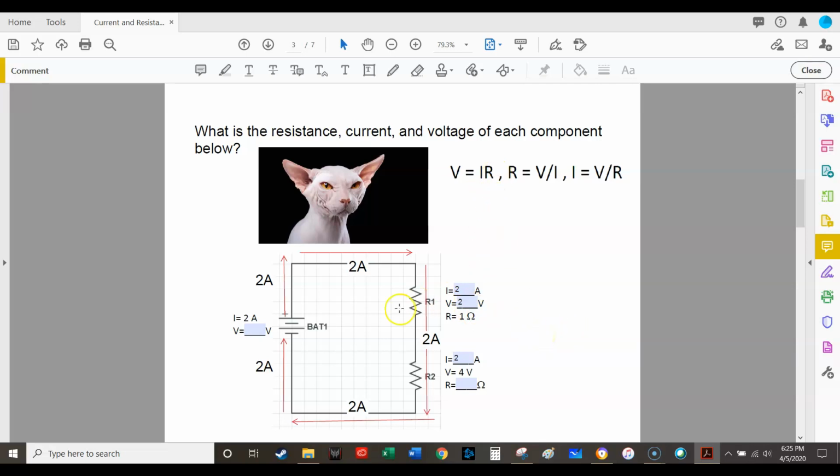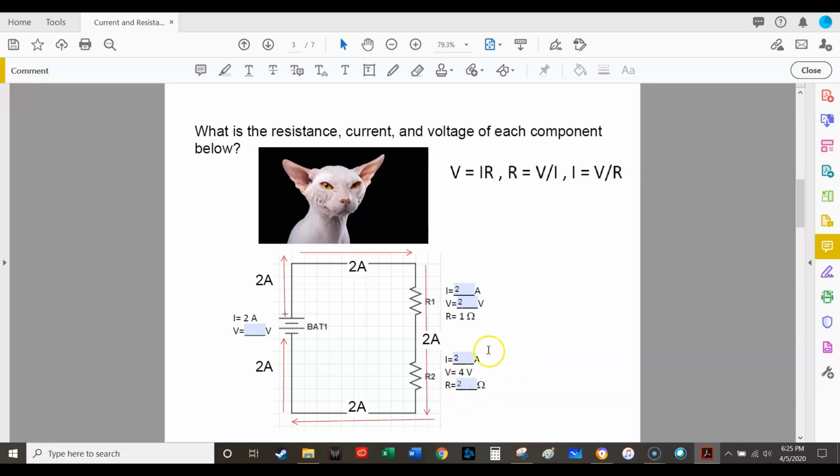And that's Ohm's law. So now the same 2 amps is flowing across resistor number 2. That's 2 amps there, and this is 4 volts. So we know the current and we know the voltage. We need to get resistance. To get resistance, resistance is equal to voltage divided by current. So 4 volts divided by 2 amps is going to be 2 ohms.